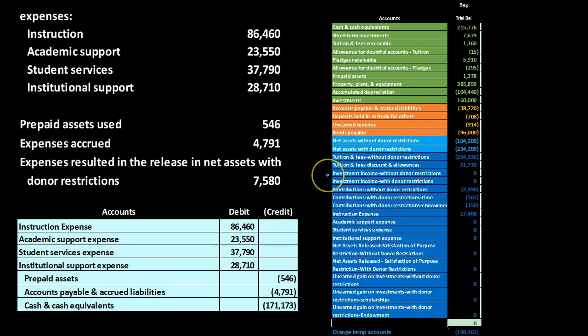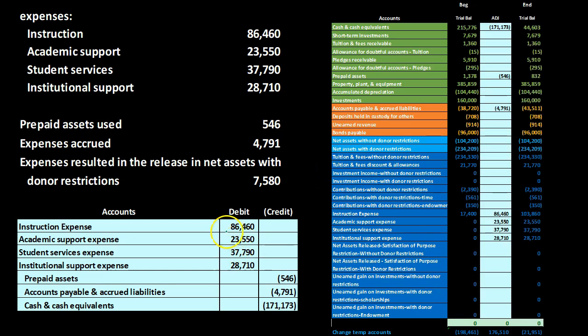171,173. Posting this out, then we have up top, we've got the instruction expense. The instruction expense, taking that 17,400, debiting it by the 86,460 to the 103,860. Then we have the academic support, going from 0 up by 23,550 to 23,550. We have then the student services expense, the 27,790. Then we have the institutional support expense increasing in the debit direction as well.